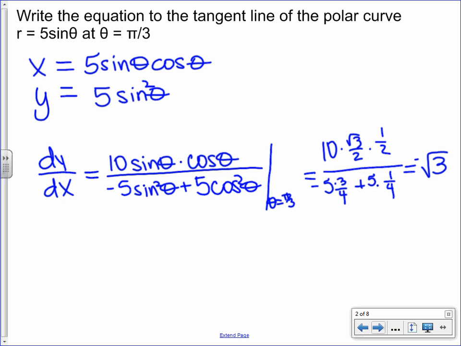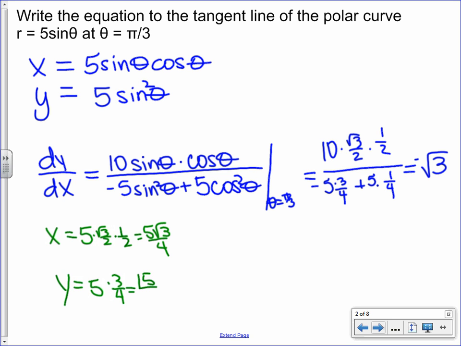Okay. So now this represents our slope. Now we need a point. Or you just plug it in. Yes, so up here, x equals 5 sine theta cosine theta. So x is 5 times radical 3 over 2 times 1/2. And then y is 5 times sine squared. So 15/4.